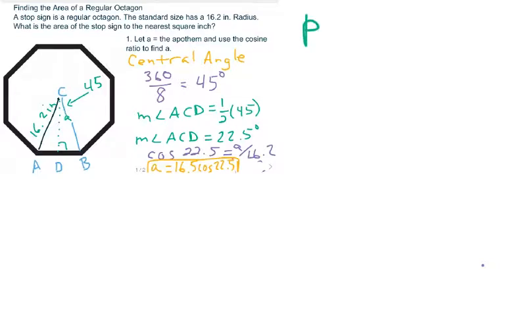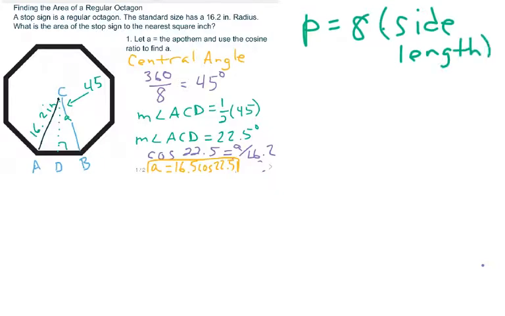So the perimeter is going to equal 8, because there are 8 sides, times the length of a side. If we let x represent the base of the right triangle formed by the radius and the apothem, then we see that for each side we have 2 x's. This means that our perimeter is equal to 8 times 2x.